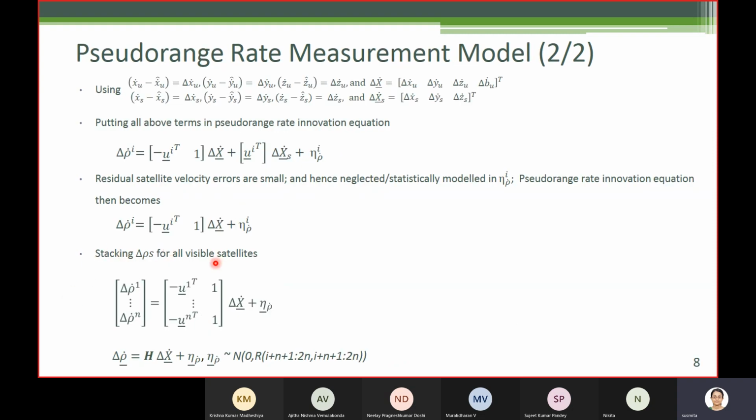So stacking all the visible satellites, we get a similar vector equation, and this is the final form that we can have for the pseudo range rate. Now you need to do this by hand, otherwise you will not be able to understand.